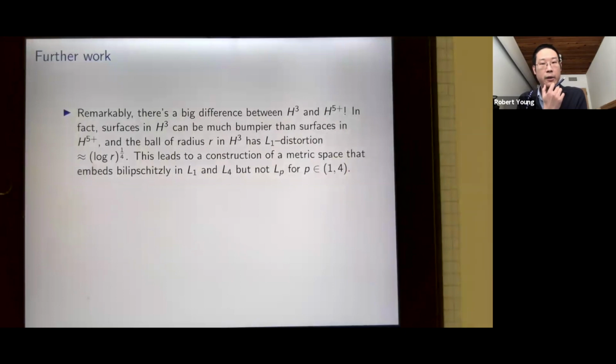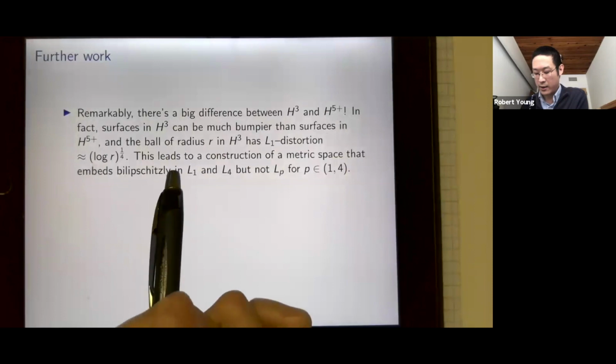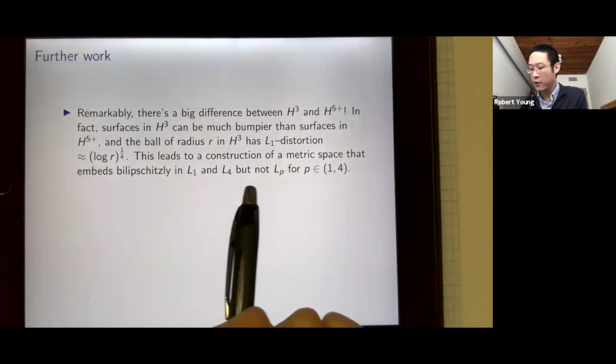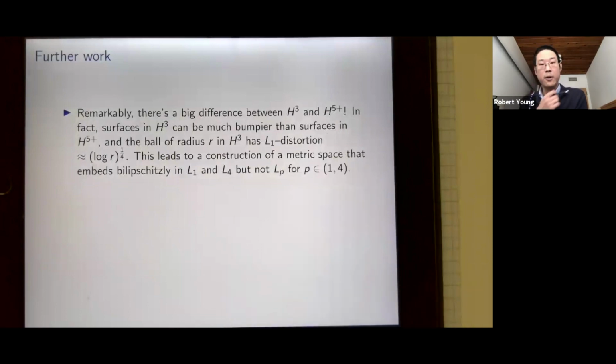And the ball of radius r in the 3-dimensional Heisenberg group embeds much more nicely in L1 than the ball of radius r in the 5-dimensional Heisenberg group. And we actually use this to construct a metric space that embeds bilipschitzly in L1 and L4, but not Lp for p between 1 and 4, which is the first example like that we know of.